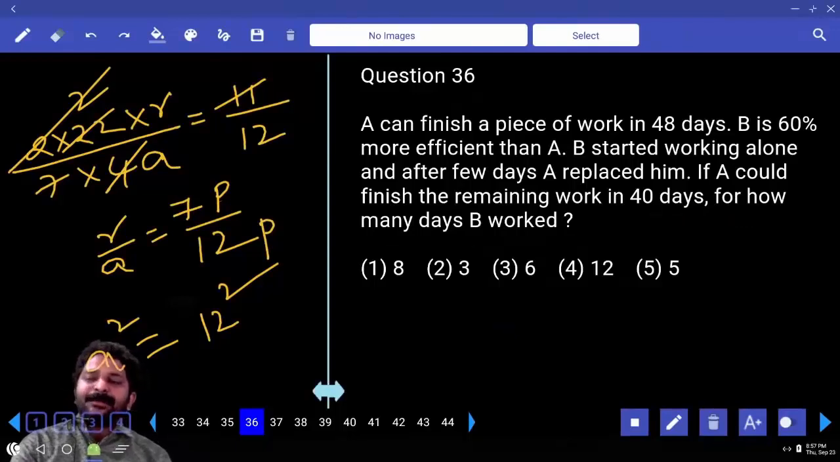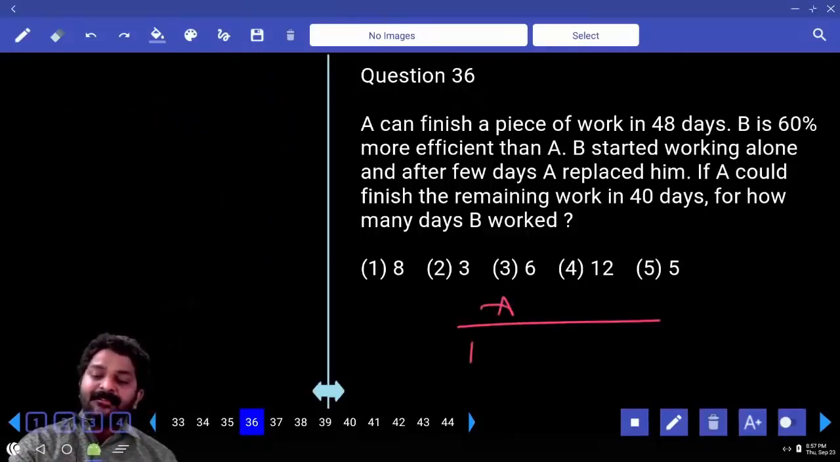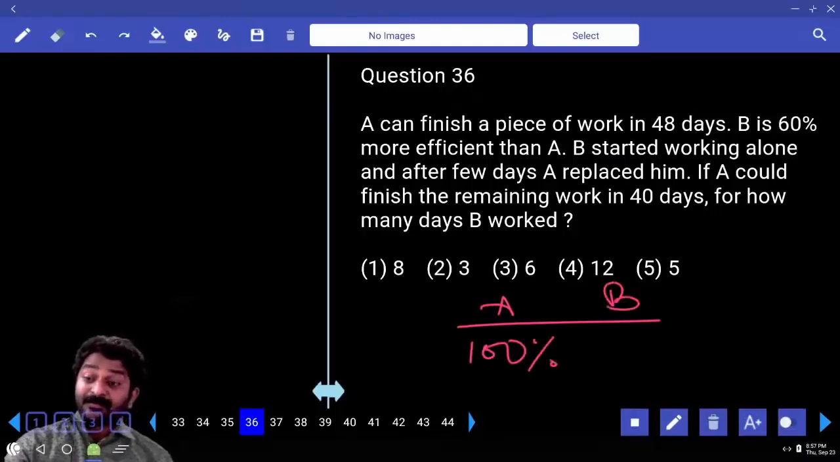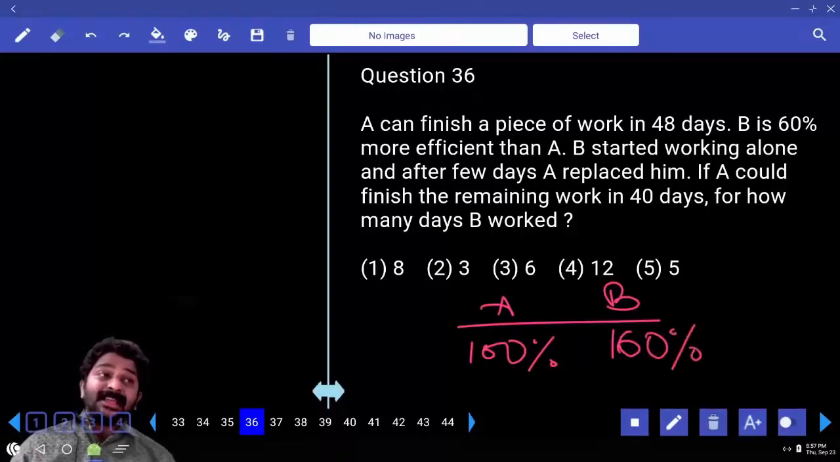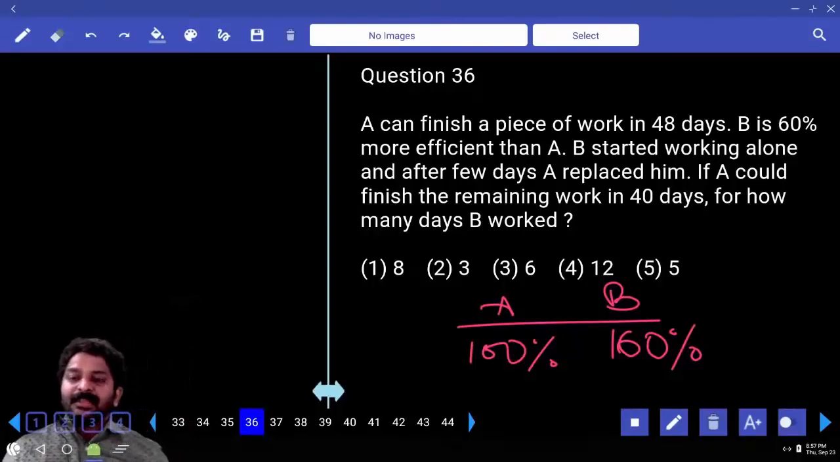A can finish a piece of work in 48 days. B is 60% more efficient than A. That means if A's efficiency is 100%, B's efficiency becomes 160%, because they said 60% more. B started working alone and after a few days A replaced him. If A could finish the remaining work in 40 days, for how many days did B work?